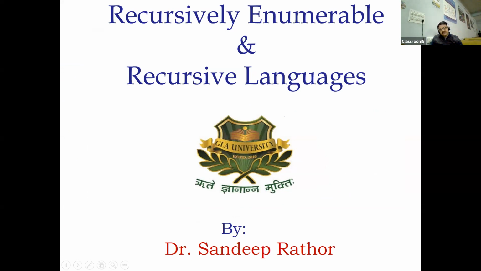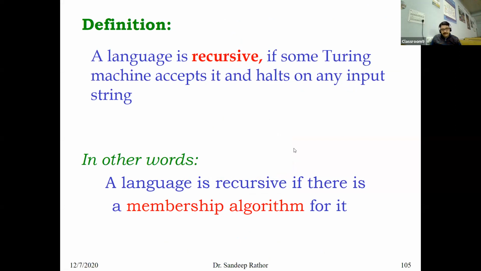In the previous lecture, we covered recursively enumerable and recursive languages. The difference is that a language is recursive if a Turing machine accepts it and halts on any input, as I already told you. The meaning is simple.